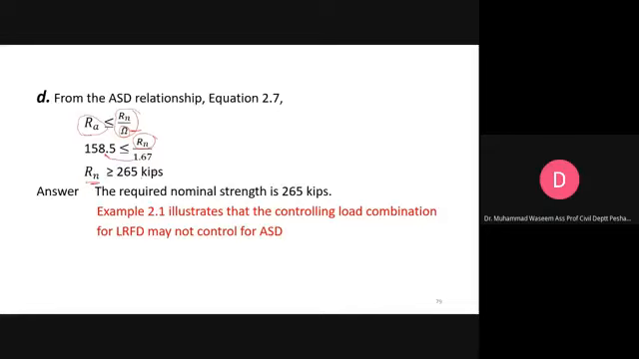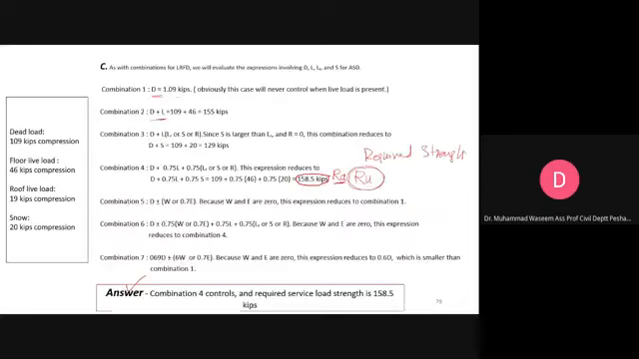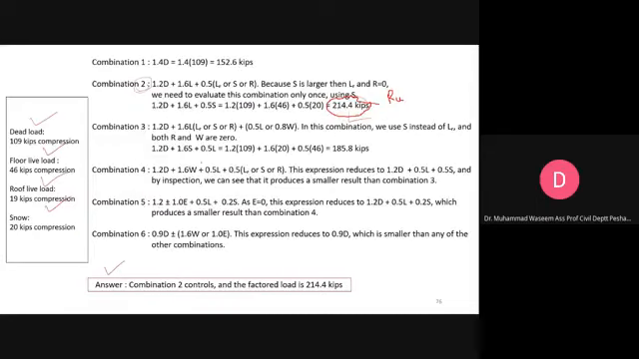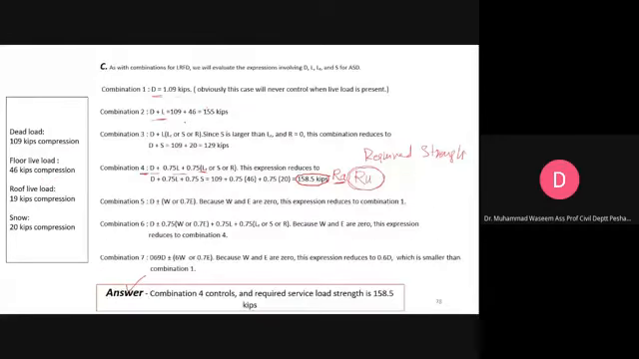The controlling load combination for LRFD may not control in ASD. Here you will see that dead load and live load are controlling. And in this case also the same combination is controlling, I think: dead load, live load, and S. The same is controlling.